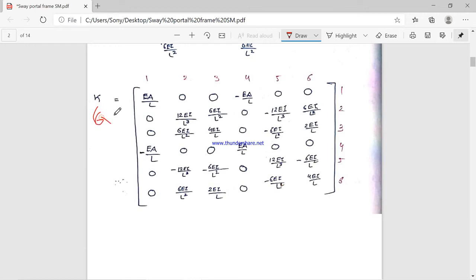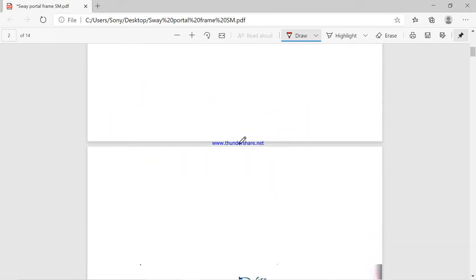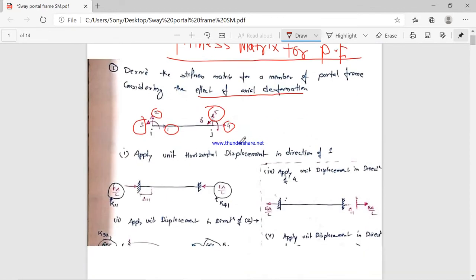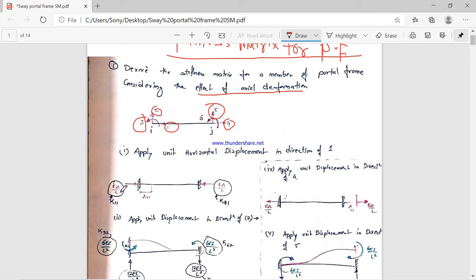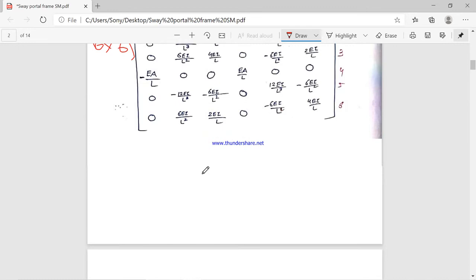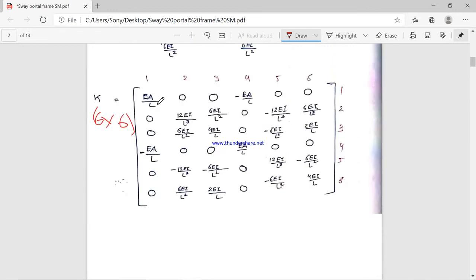Okay, a 6 by 6 matrix will be formed, and for this we have to write 1 2 3 4 5 6 along rows and columns, and for each entry we have to take the value from the respective diagram. So K11 we have to consider. Let us see where K11 will be formed. This K11 will be EA by L. It is going in the rightward direction, therefore with the sign convention it will be EA by L.